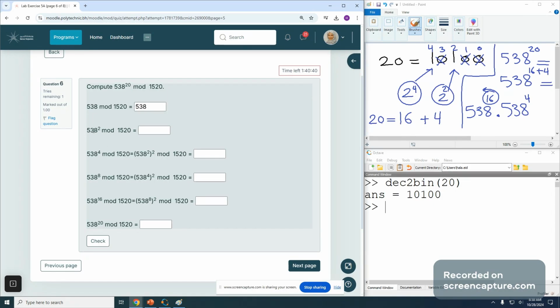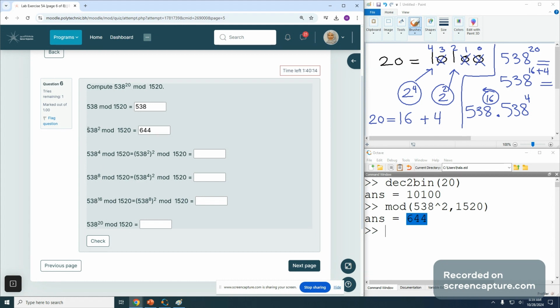Then I start squaring. I can do this in Octave. So I'm just going to go ahead and say mod of 538 squared, mod 1520. This gives us 644. So I'll take it and put it here. Every time we're going to square till we get to the 16.